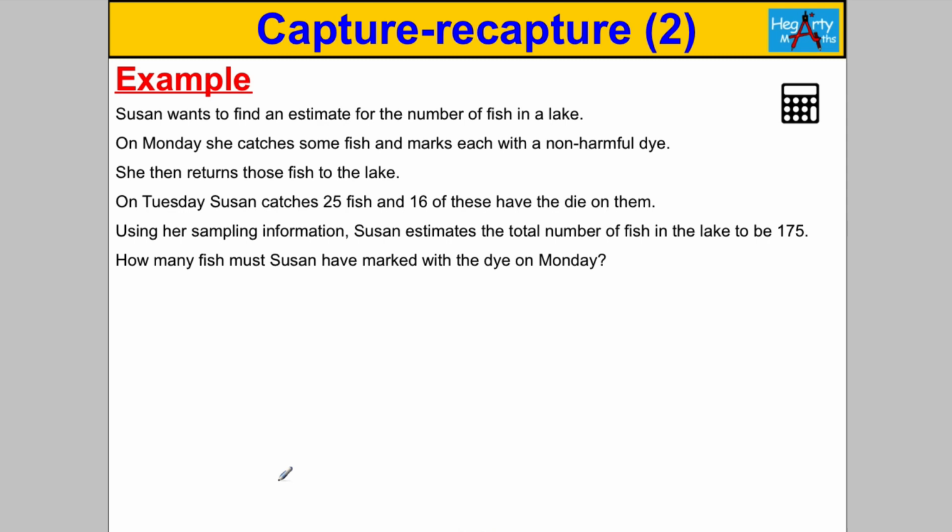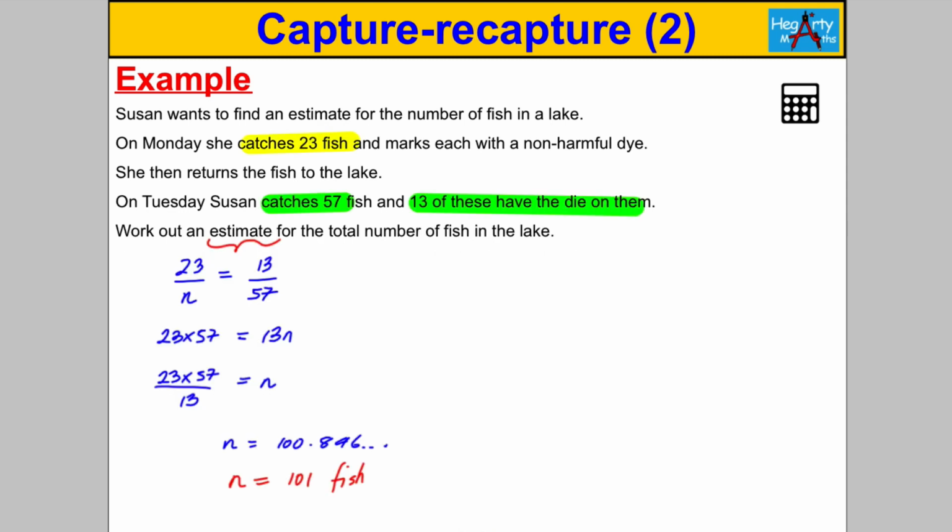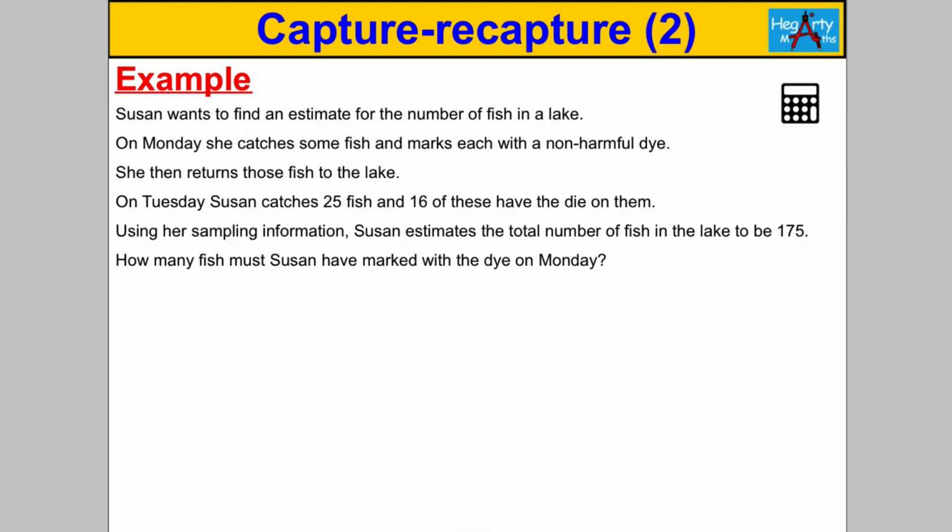Pause and have a go. So it looks almost identical to this one here, but there's some tiny little tweaks in it. So let's see. Susan wants to find an estimate for the population again. On Monday she catches some fish, it doesn't tell us how many, and puts a dye on them. She returns them to the lake. On Tuesday she catches 25 fish and notices 16 of them have the dye. Then we're told, using her sampling information, she estimates the total number of fish in the lake to be 175. So that's n. We're given n here, but we don't know how many she marked.